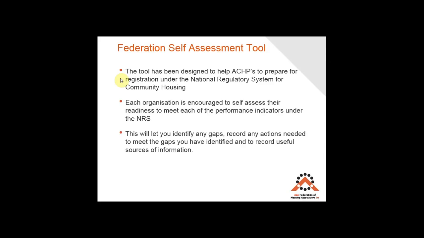The tool has been designed to help Aboriginal community housing providers to prepare for registration under the National Regulatory System for Community Housing. Each organisation is encouraged to self-assess their readiness to meet each of the performance indicators under the National Regulatory System. This will let you identify any gaps, record any actions needed to meet those gaps, and also record useful sources of information. It will give you a complete picture of how ready you are to apply for registration under the National Regulatory System. You'll have an action plan that includes the evidence that you already have and any areas where there's more to do.